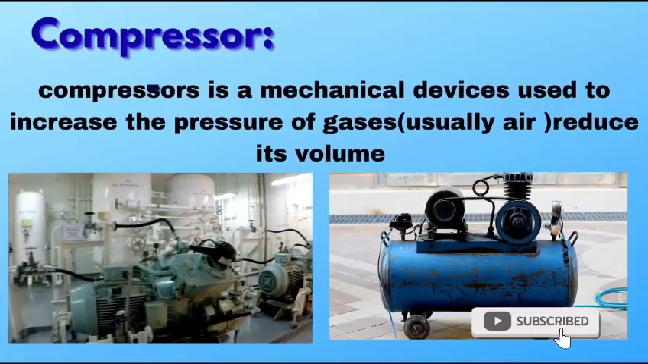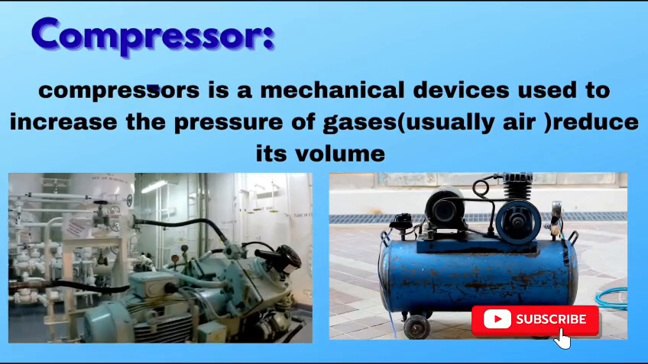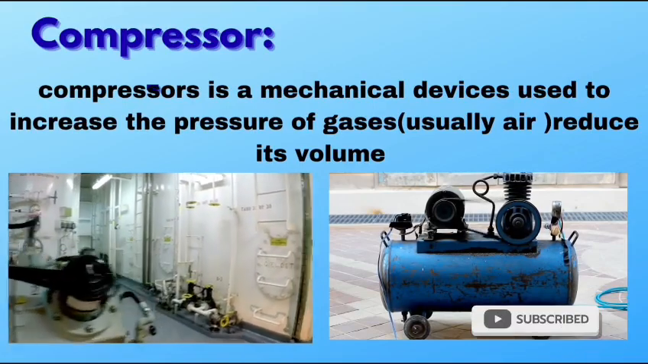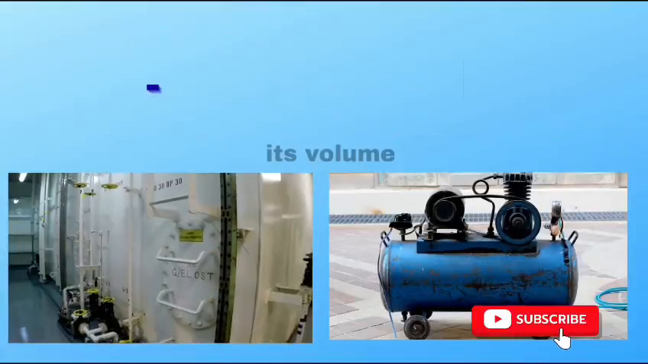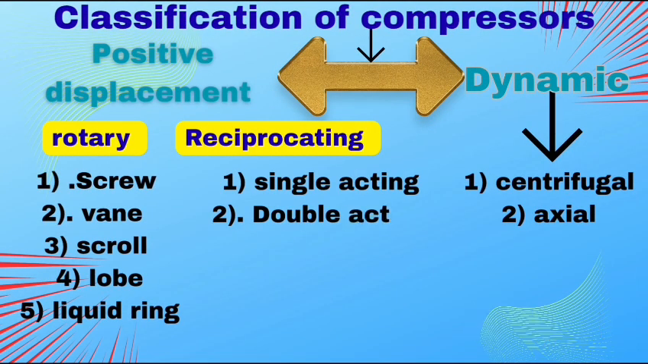Compressor. A compressor is a mechanical device used to increase the pressure of gases, usually air, and reduce its volume. Compressors are classified into two types: positive displacement and dynamic. Positive displacement compressors are again of two types: rotary compressors and reciprocating compressors.